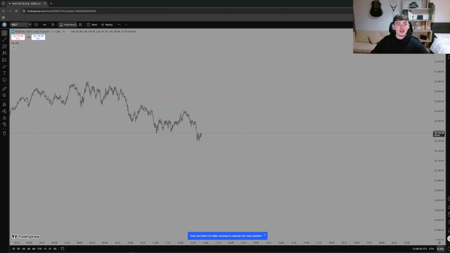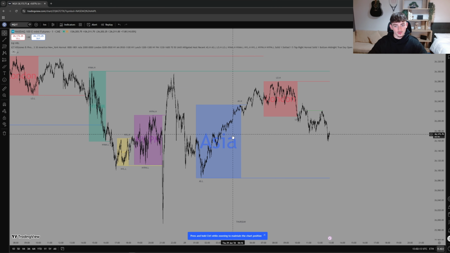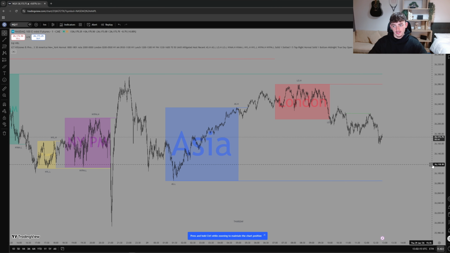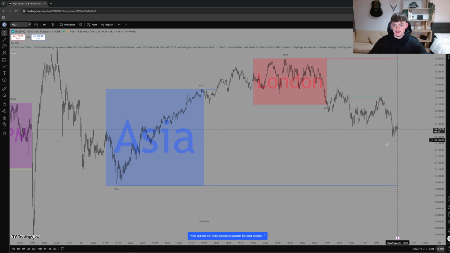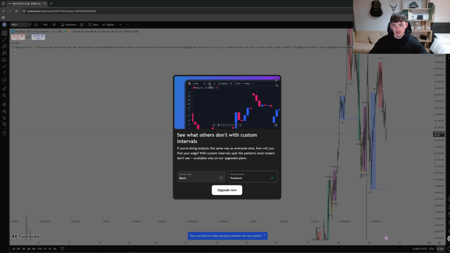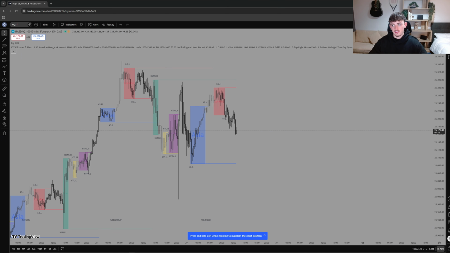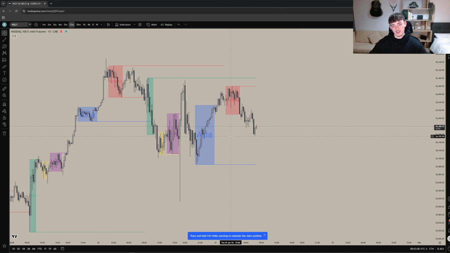And the second one is ICT kill zones and pivots. So you want to just add that, and it will look something like this. Now for this next part, I am going to switch to my normal chart, because this one looks very foreign to me and I don't have to worry about all the paid things. So let me just switch over. Okay, so here we are with the ICT kill zones and pivots.